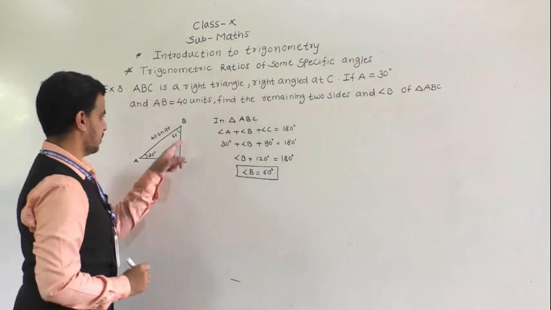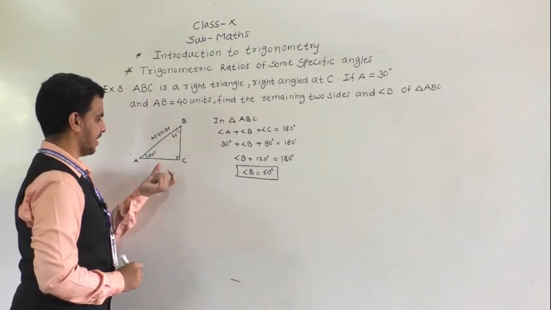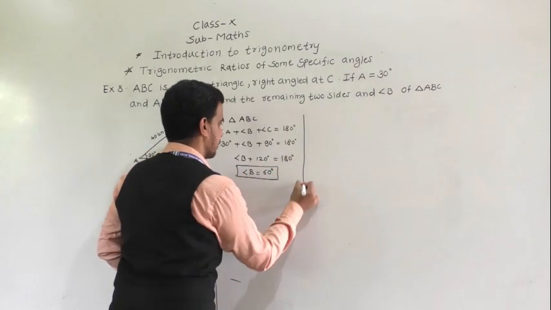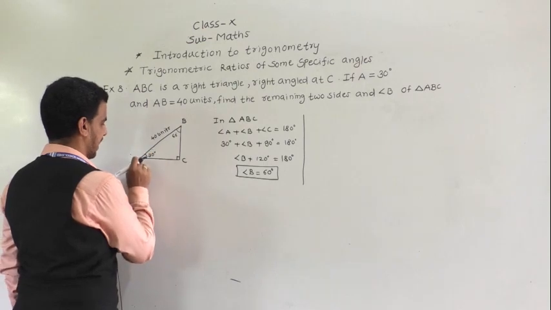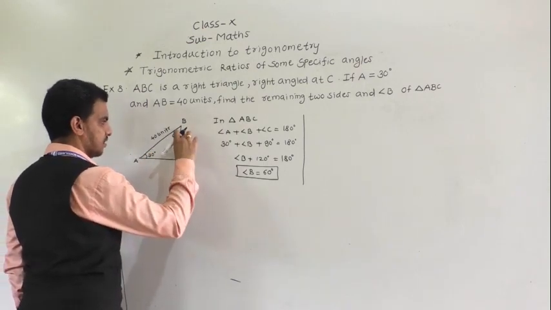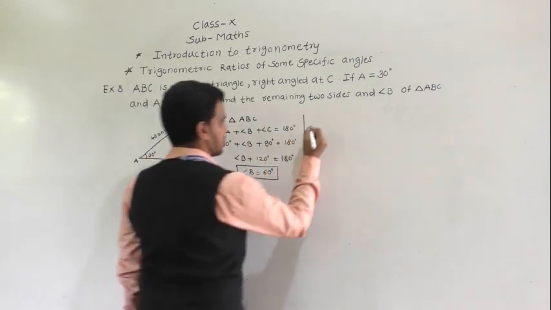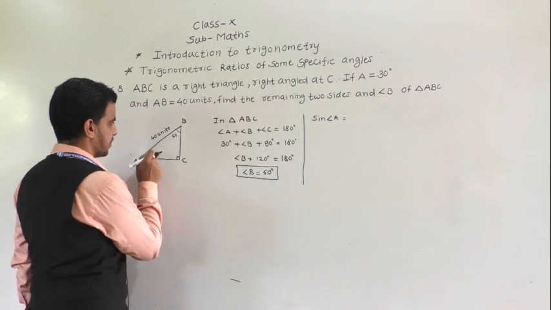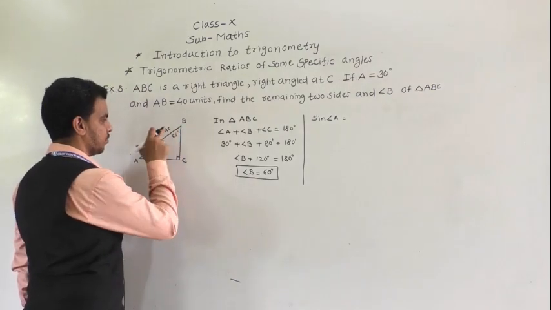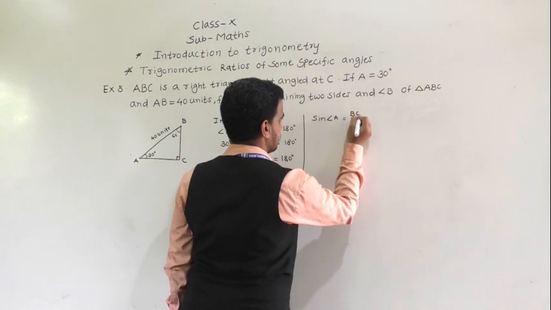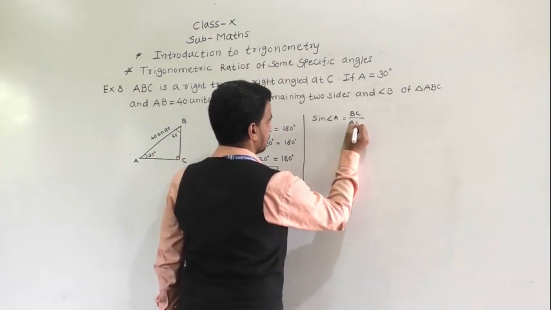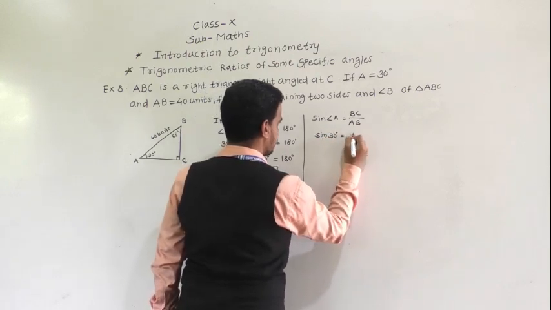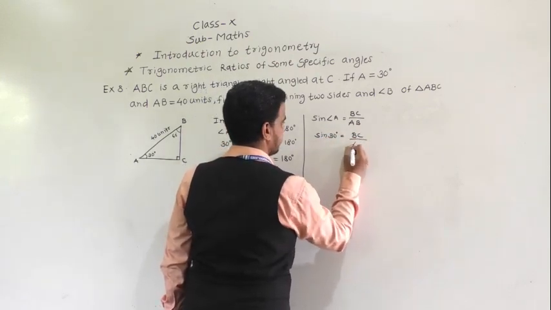Now we have to find the length of side BC and the length of side AC. So here we have to use trigonometric ratios. If I am considering sine of angle A, we will get side BC. The definition of sine is opposite side upon hypotenuse, so sine of angle A is equal to BC divided by AB. Now angle A is 30 degrees, so sine 30 degrees is equal to BC divided by AB, which is 40.